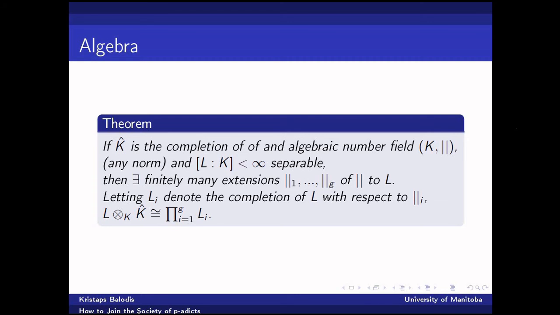So now, getting back to the case of algebraic number fields, let's consider the completion with respect, this time, to any norm, and some finite separable extension L. Then it's going to turn out that there exist finitely many extensions of that original absolute value to L. And if we let L_i denote the completion of L with respect to the corresponding extension of absolute values, it turns out we actually get this nice property where we have an isomorphism between the tensor product of L and K-hat and the product of all the completions L_i.